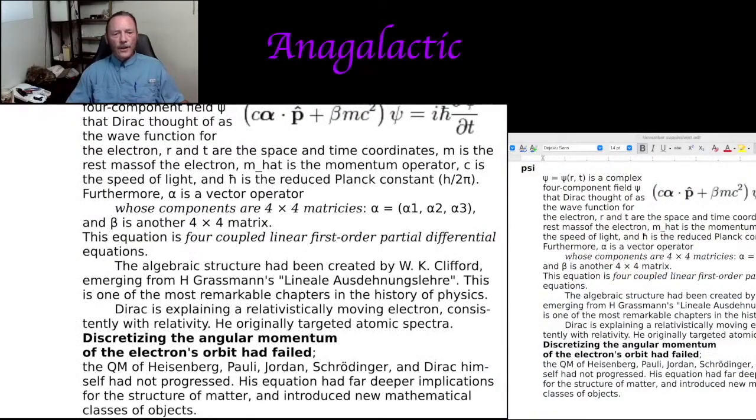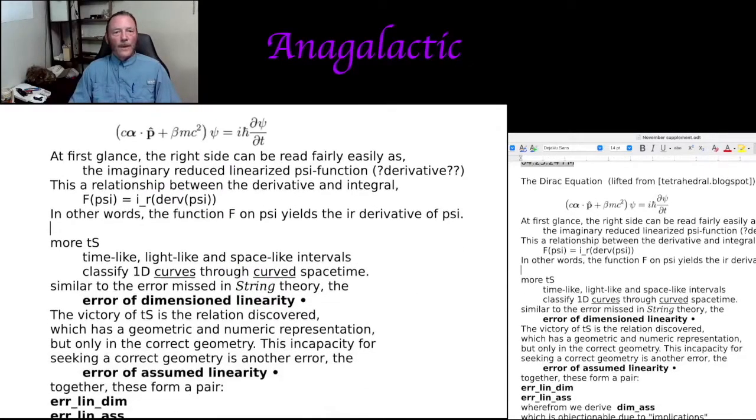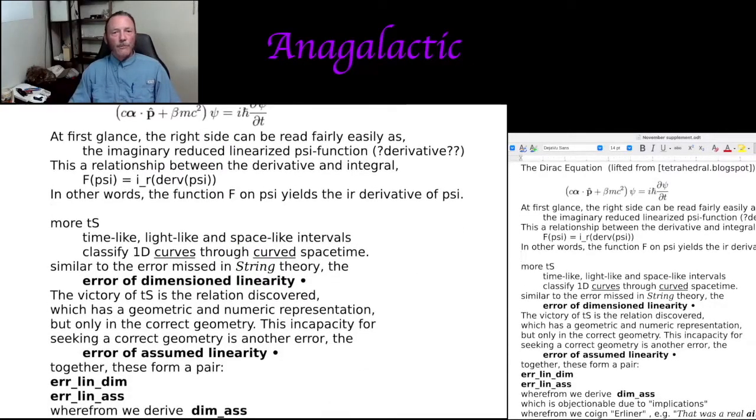Now, this is another page. I just want you to see this. It's tetrahedral.blogspot. Okay? So there's our equation right there, and here's how to read it. The right side can be gone through. So I'm going to go down here, right here.